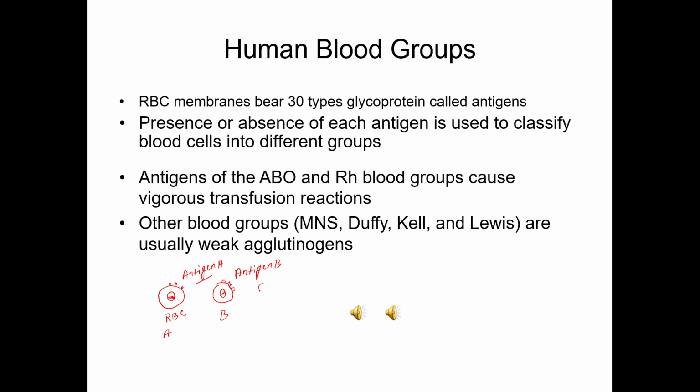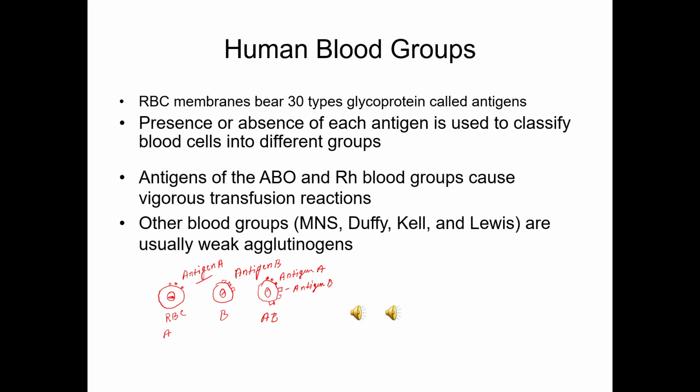And if someone's red blood cell surface has both A and B, that means this blood type or blood group is what? AB, because this one has both antigen A and antigen B. So this blood type is what? AB.